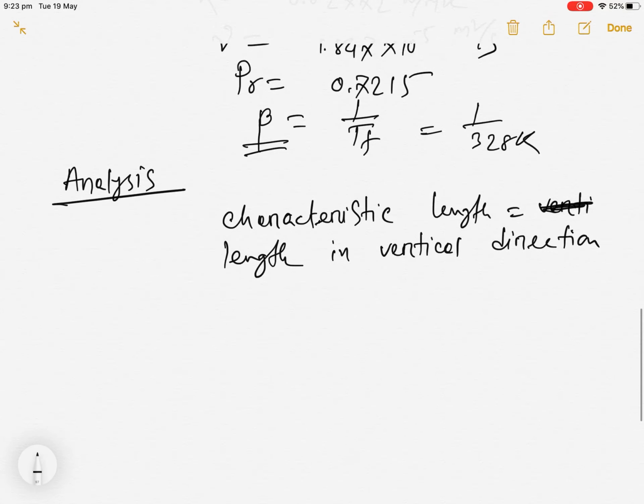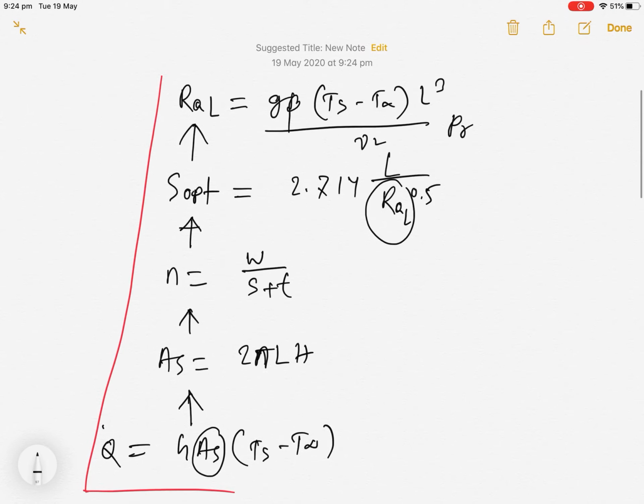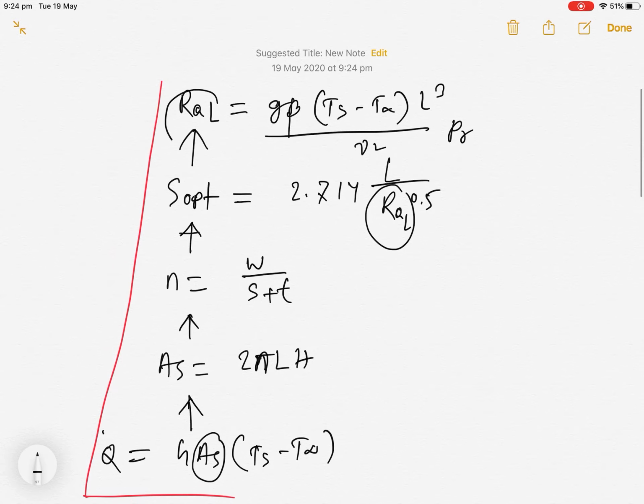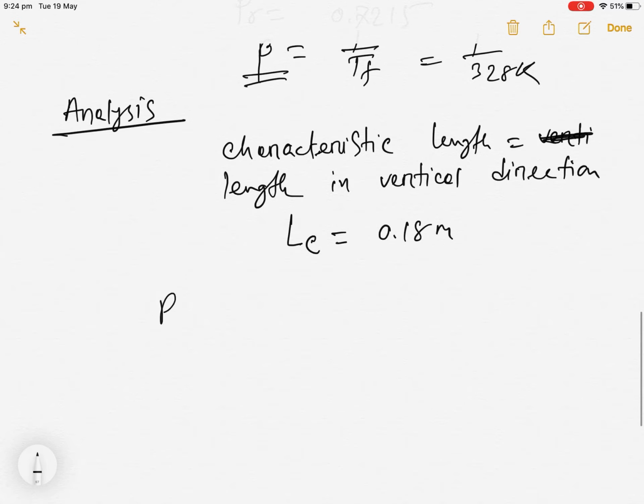So the width is 18 centimeter, or we can say the characteristic length is equal to 0.18 meter. So this is the characteristic length. So from the flowchart, at first we need to calculate the Rayleigh number, right? We need to calculate the Rayleigh number, then we will calculate the spacing.